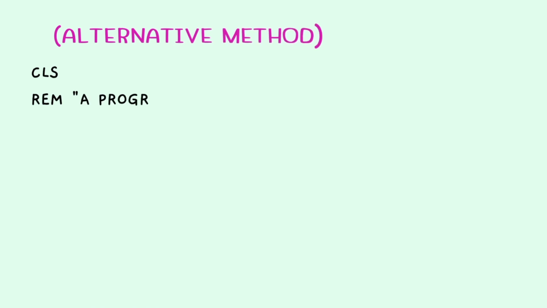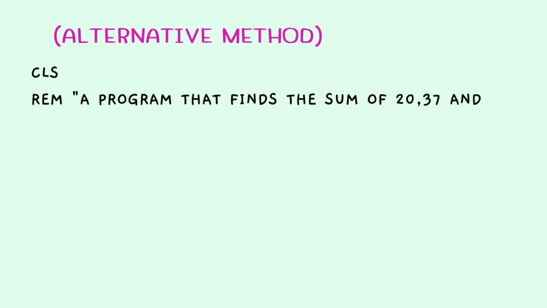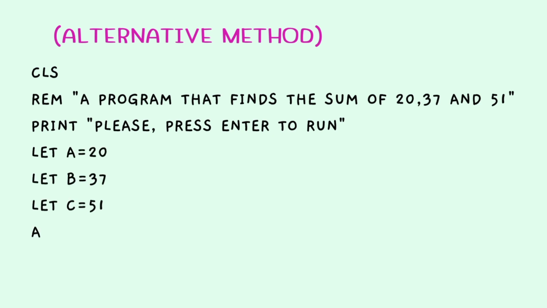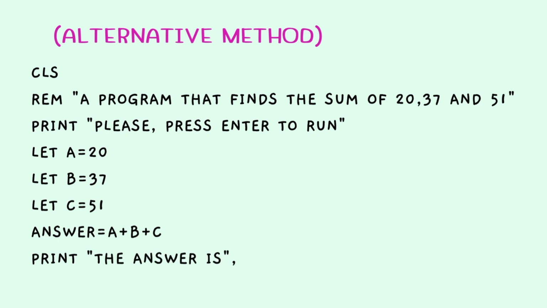We can write this program alternatively by using the let statement. Like we learned, the let statement is used to assign values to variables. Now let's assign the values 20, 37, and 51 to the variables a, b, c. So wherever the compiler sees a, it treats it as 20, b as 37, and c as 51.